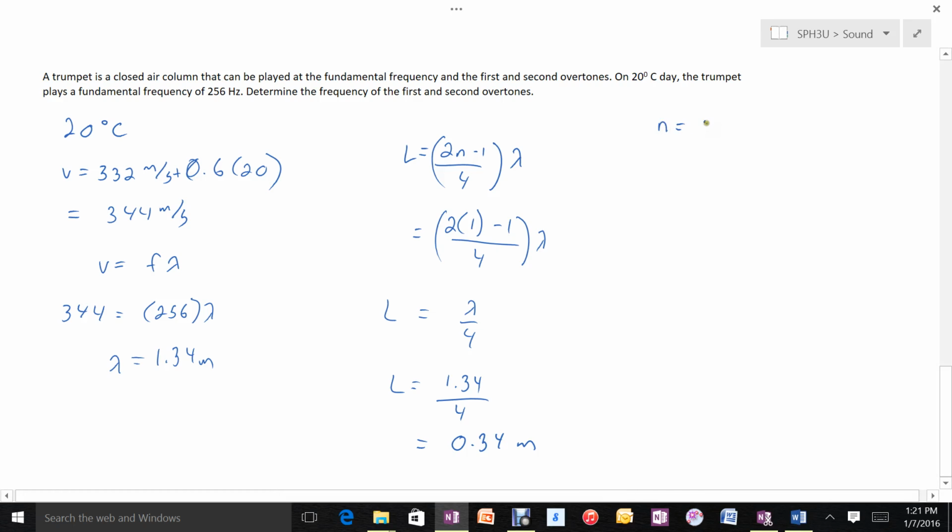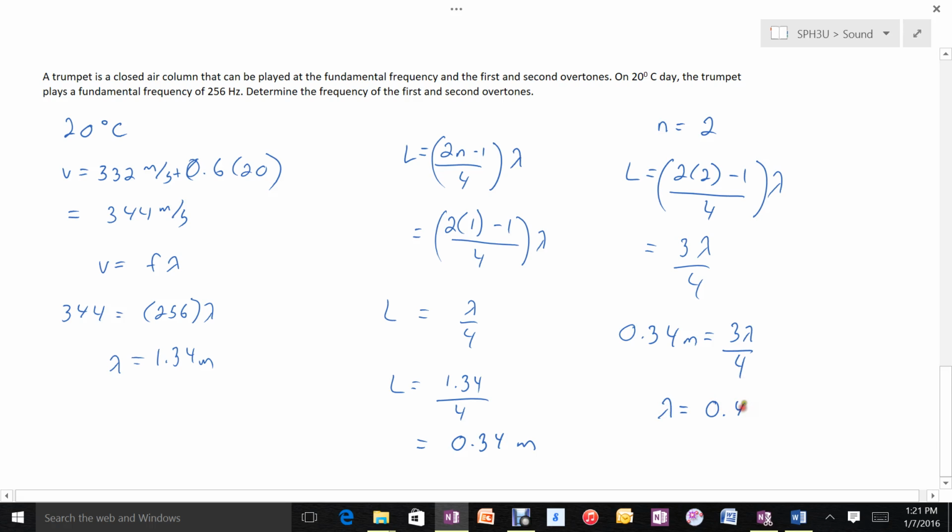Now, let's say that we want the n equals 2. That means that the relationship between my length and my wavelength is now 3/4 of a wavelength. With that in mind, we recognize that just changing the harmonic won't change the actual length of the trumpet, so we can just use the value that we calculated for that. And I get a new wavelength of 0.45 meters.